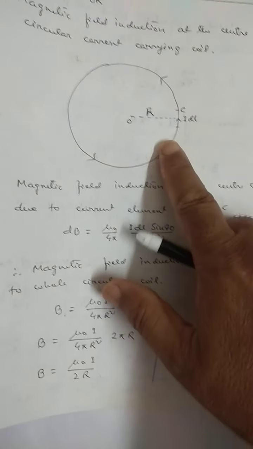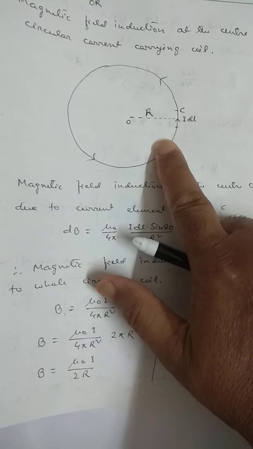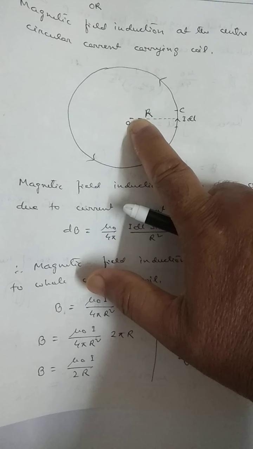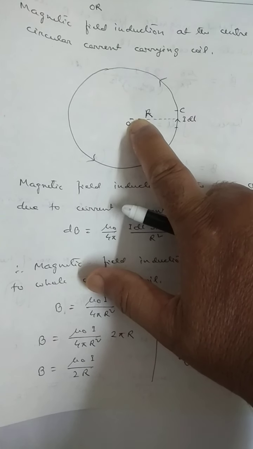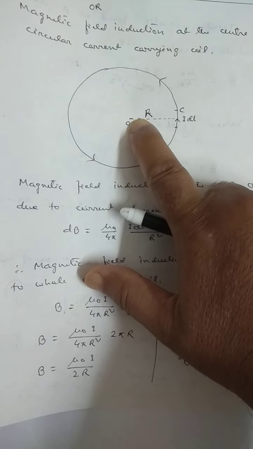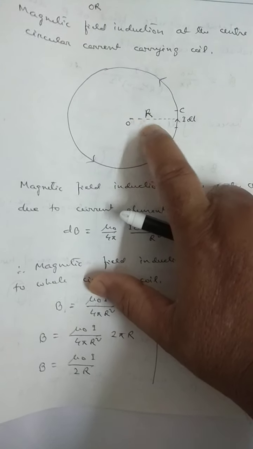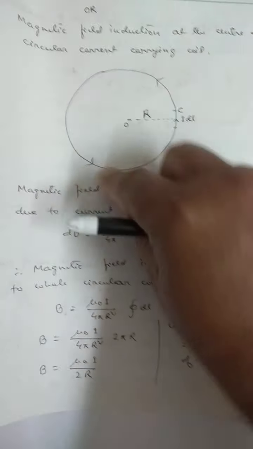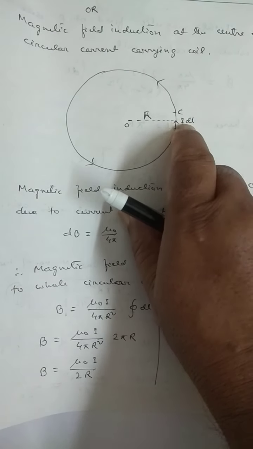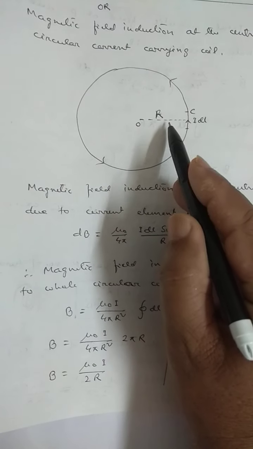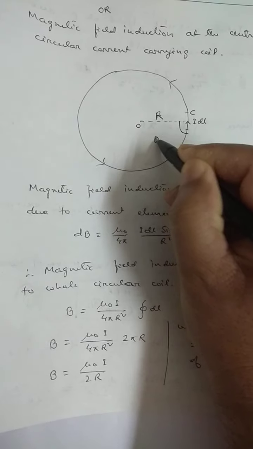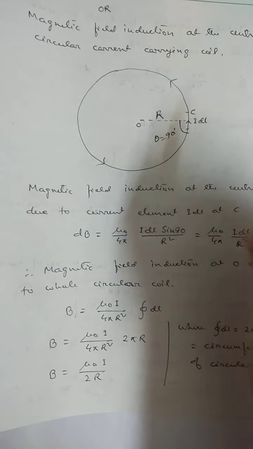Instead of finding the magnetic field at an axial point, they may ask to find magnetic field induction at the center of the circular coil. If it comes only at the center of the circular coil, our calculation becomes very easy. So this is the circular coil of radius r. I consider a current element here. This is the current element, and this is the position vector. So what is the angle theta here? This theta is equal to 90 degrees.